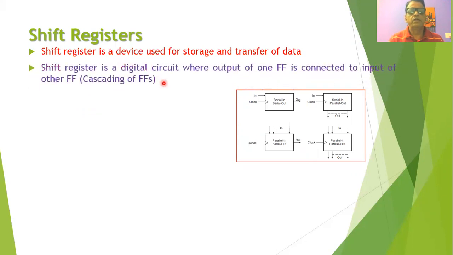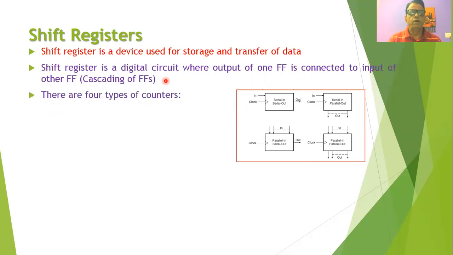A shift register is a digital circuit, and this circuit can be easily constructed when we connect flip-flops together. That is, when the output of one flip-flop is connected to the input of another flip-flop. Whenever we have a chain of flip-flops, or whenever we cascade the flip-flops to each other, then we can construct the shift register.